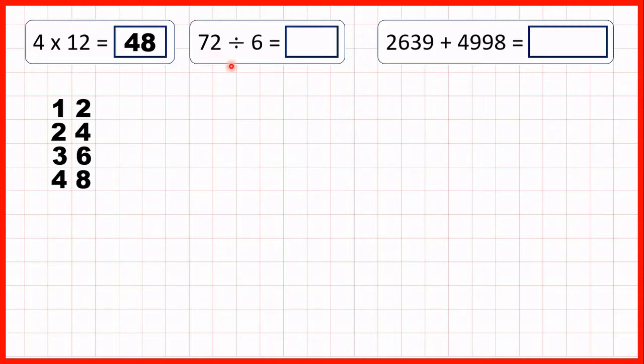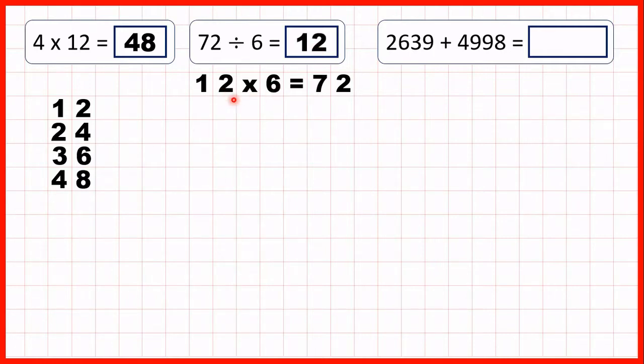Now 72 divided by 6. Remember, division problems can be read backwards as multiplication problems. So this question is really asking us what times 6 is 72. Well, 12 times 6 is 72, so 72 divided by 6 is 12, so that's our answer.